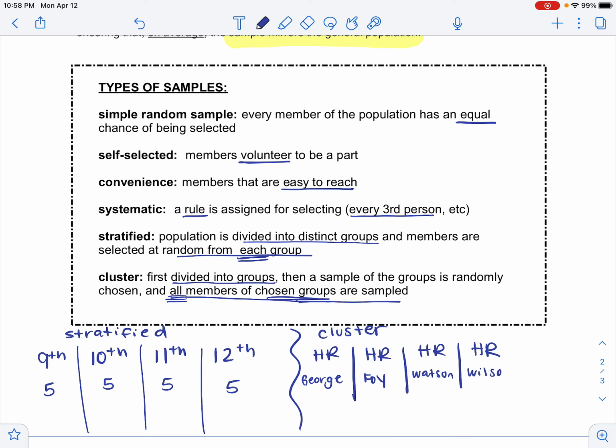And if I select those 4 homerooms, I'm going to ask every student in their homeroom to be part of my sample. So I'm going to take all, let's say everyone has 20. I'm going to take all 20 from each of these homerooms. But I'm not going to look at anybody in any of the other homerooms. So I randomly select which homerooms, and then I ask every person in each of the homerooms.